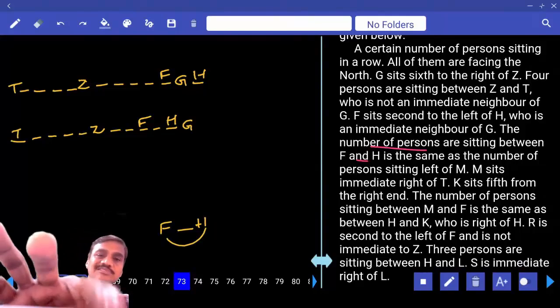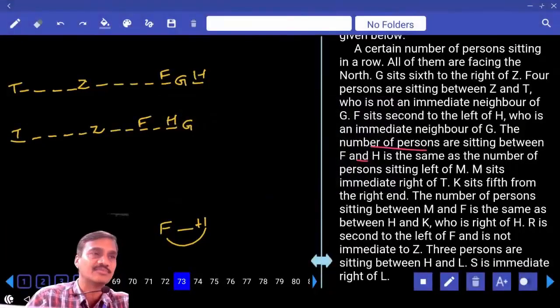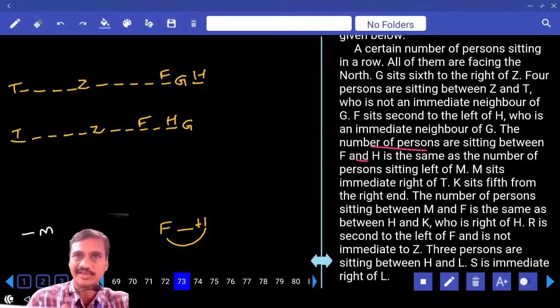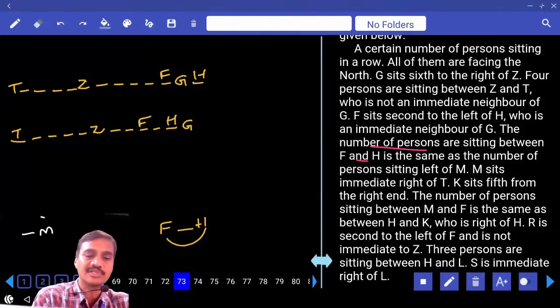That means there must be exactly 1 person to the left hand side of M, and 1 person to the left hand side of M. That means M must be second from the left hand side. Now the relation between M and T is not given. Maybe T is the first one from the left hand side or the second one or the third one, that is not really known. T cannot be the second. That's what we are able to determine.